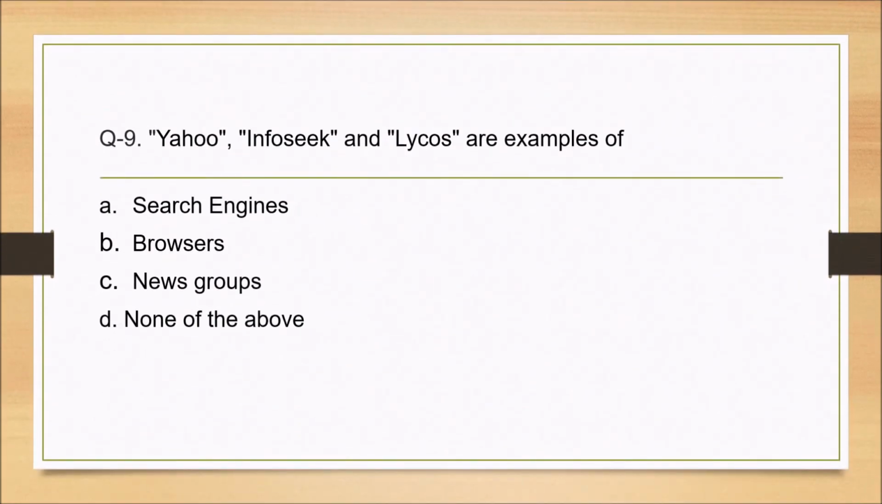Next question is, Yahoo, Infoseek, and Lycos are examples of. The options are search engines, browsers, news groups, and none of the above. And the correct option is search engines. All these are search engines.